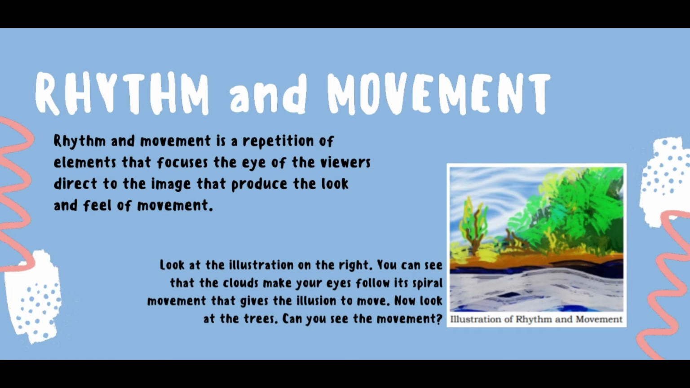Rhythm and movement. Rhythm and movement is a repetition of elements that directs the eyes of the viewers to the image and produces the look and feel of movement. Look at the illustration on the right. You can see that the clouds make your eyes follow its spiral movement that gives the illusion of movement. Now look at the trees. Can you see the movement?